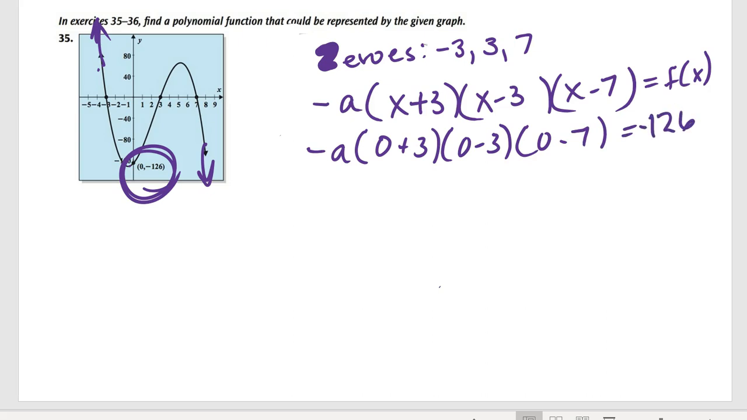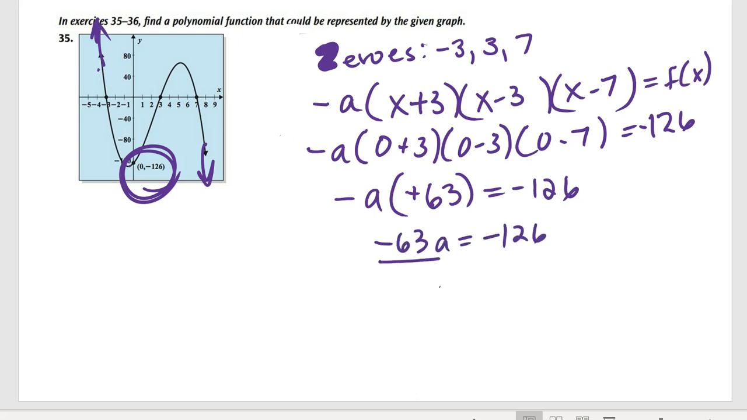So now I'm going to multiply this. So I'm going to have -a, and that's going to be 3 times -3 times -7. So that's going to be positive 63. So I have -63a is equal to -126. So if I divide both sides by -63, I'm going to get a is equal to 2.